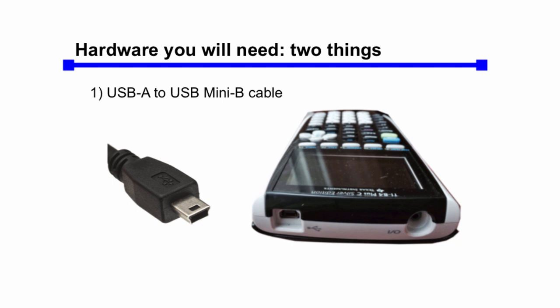Okay, now on the top of your TI-84 calculator, there are two ports. They're called input-output ports, and they manage data going in and out of your calculator. Your USB mini-B cable has a smaller end, and the smaller end will fit into the USB port marked with the little symbol. It only fits into one of them, so you can't get them confused.